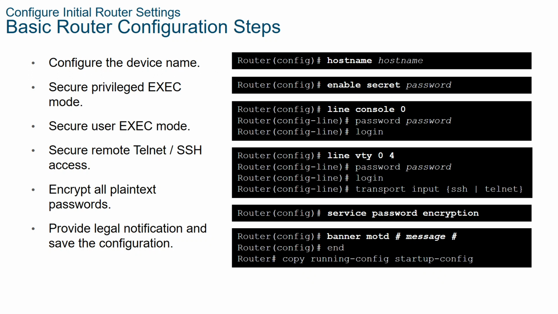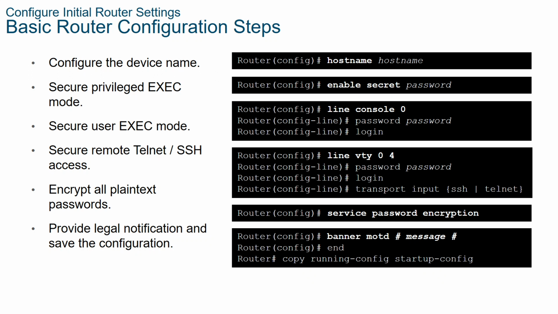Secure user exec mode. This is configured with the command line console 0 to enter the configuration mode for the console port. We then put a password on it with password, followed by the password that we want to use. Again, a secure password following normal secure password methods. And then we activate that with the login command. And that's all within the configuration for the line console 0 port.